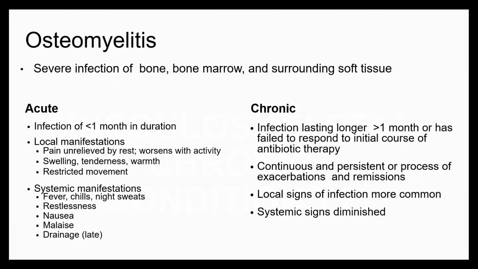This lecture covers the second half of chronic musculoskeletal conditions. Osteomyelitis is a severe infection that occurs in the bone, bone marrow, and the surrounding soft tissue. It can develop rapidly over just a few days or slowly over a few weeks. It enters the bone through direct or indirect entry.